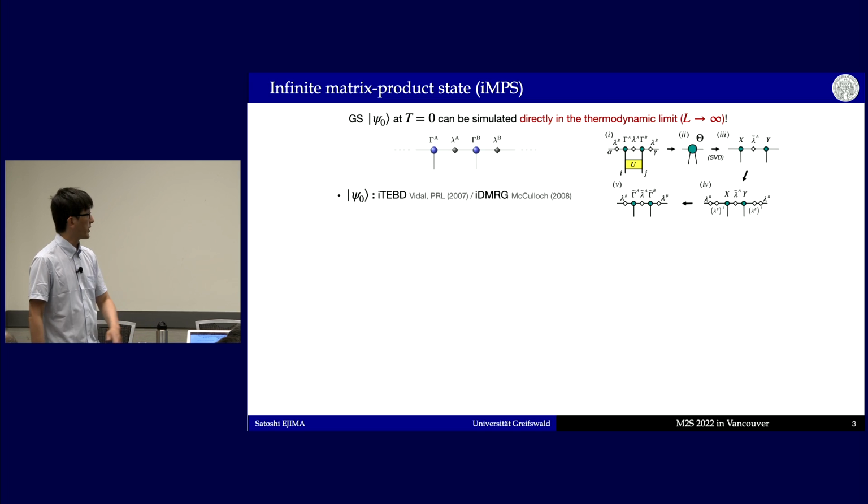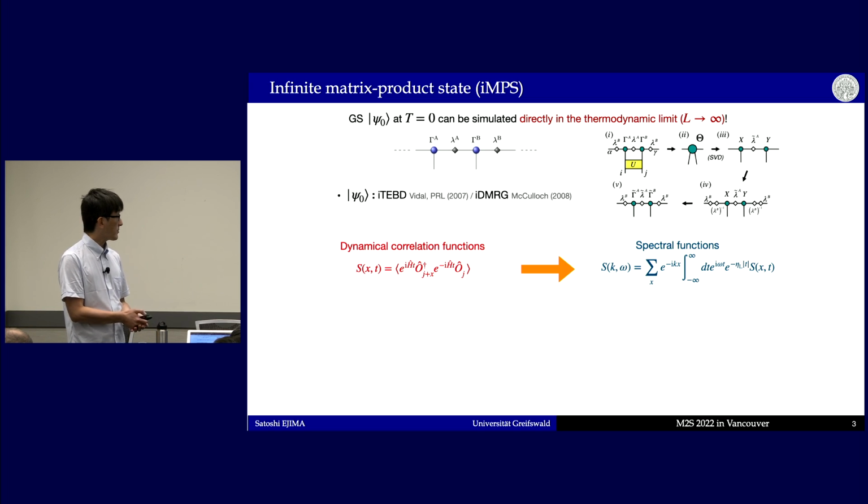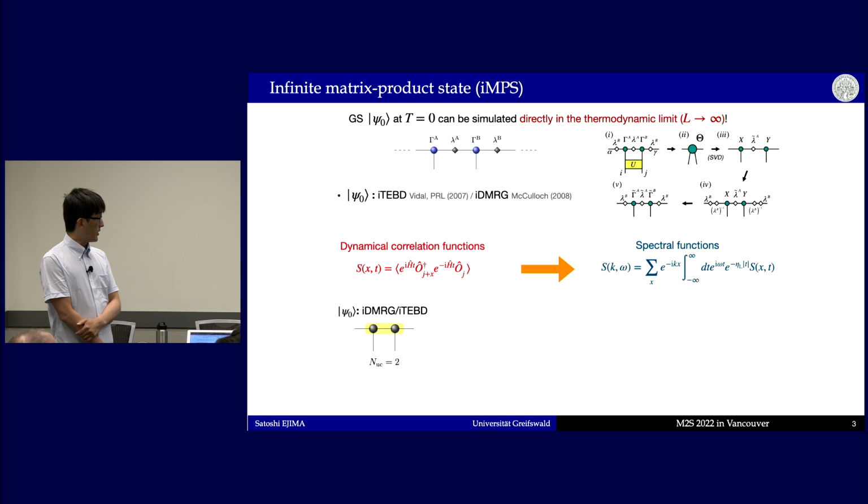Let me first explain our numerical technique. As is well known now, ground states in quasi one-dimensional systems can be simulated directly in the thermodynamic limit with high accuracy thanks to iTEBD or iDMRG. And now, spectral functions. In order to simulate spectral functions, we need dynamical correlation functions. It is also well known now how to simulate these dynamical correlation functions.